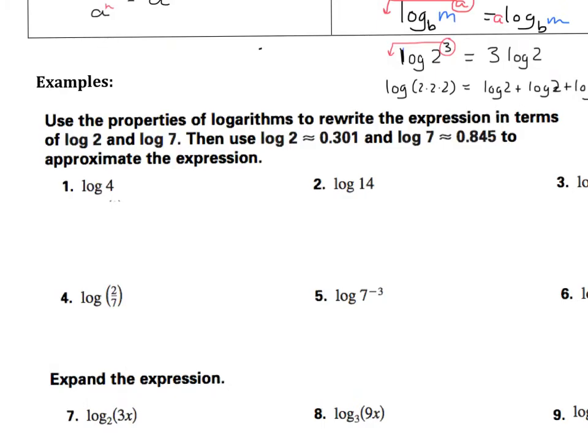Now we're going to use the properties of log, and we are going to rewrite these expressions here in terms of log 2 and log 7.